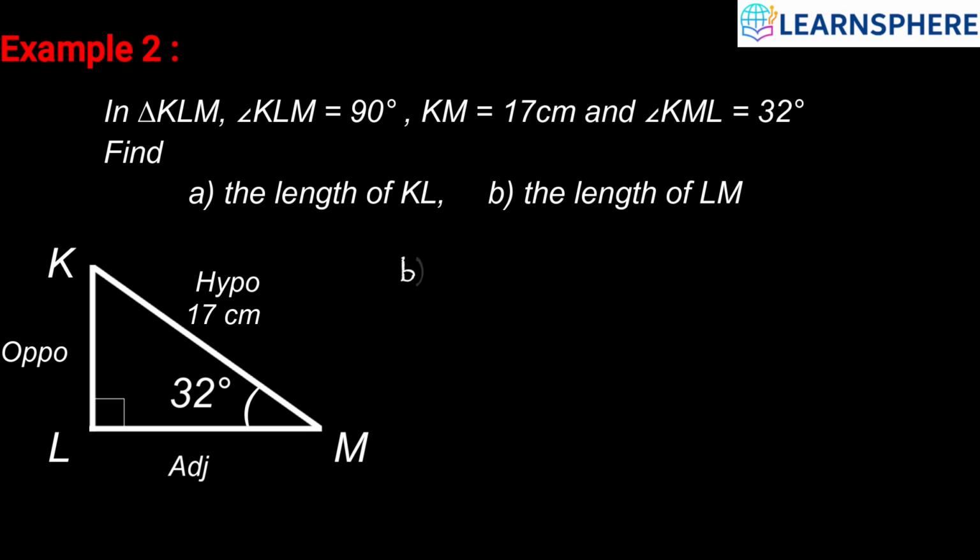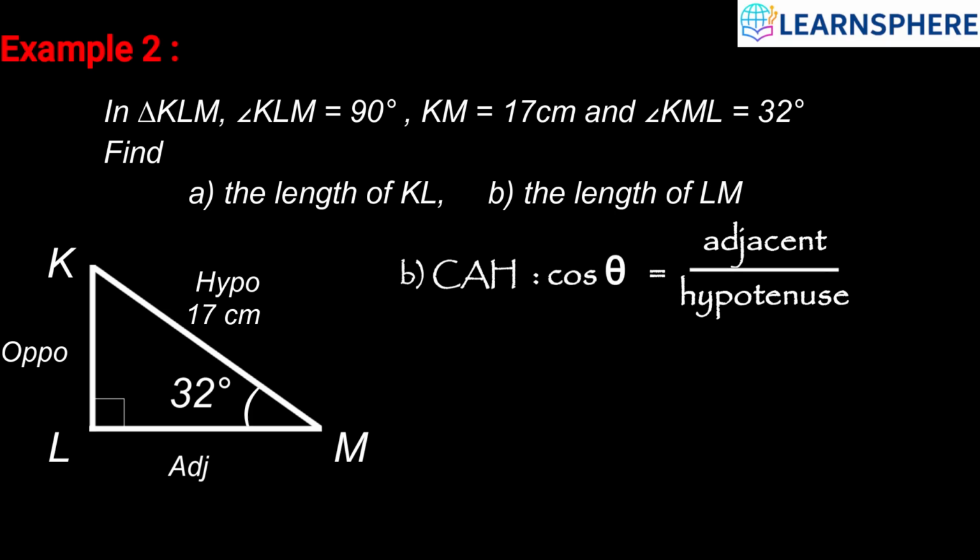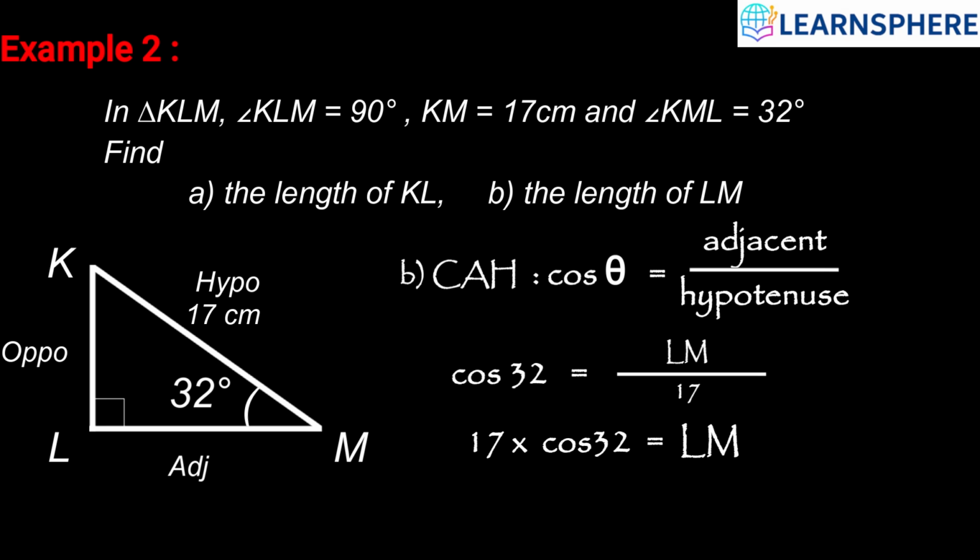And we can use CAH as it is cosine theta equals the adjacent side over the hypotenuse, where the adjacent side is LM and hypotenuse is 17. Therefore, we can substitute the values into the formula, which gives us cosine 32 is equal to LM over 17. And to find LM, we can cross multiply the 17 over to the left-hand side, which gives us 17 times cosine 32 is equal to LM, and therefore LM is equal to 14.4 cm, correct to 3 SF.